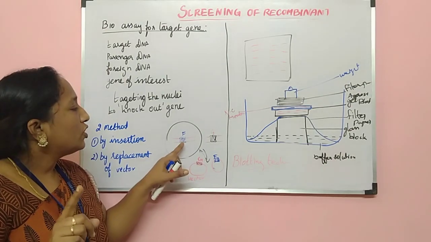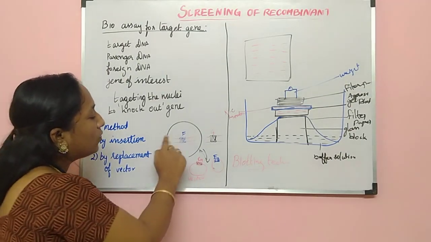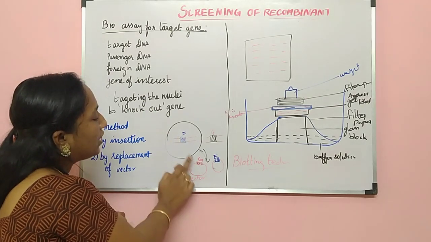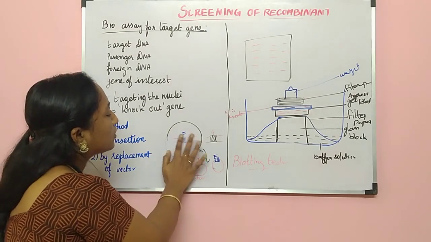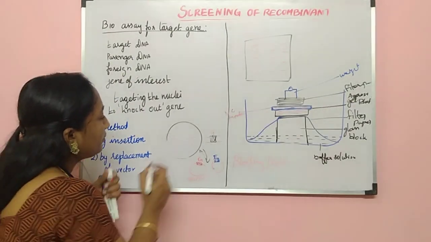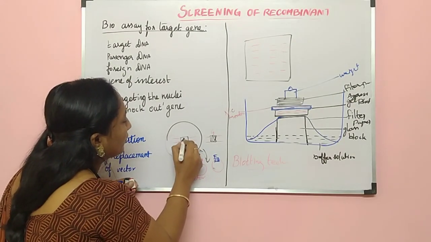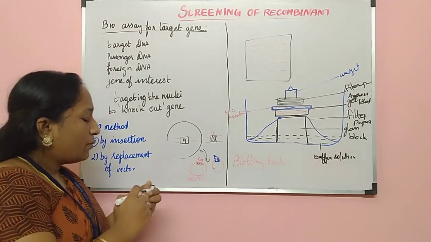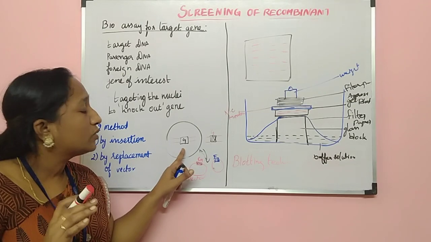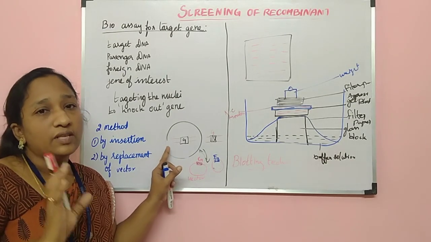G. Okay. So now, because of replacing that, the cell will be without the F gene. It only has the G gene, not the F gene. So after this process, it will have only the G. Understood, children?